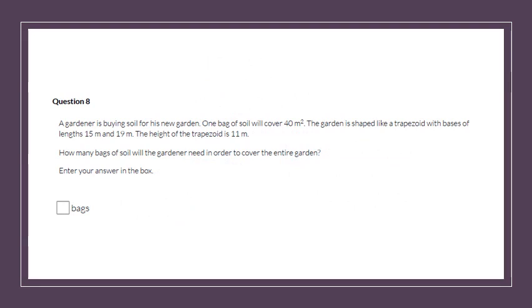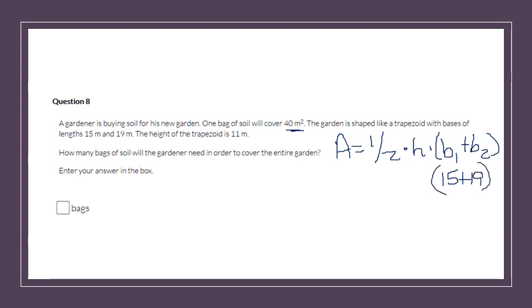Okay, number 8. A gardener is buying soil for his new garden. One bag of soil will cover 40 meters squared. The garden is shaped like a trapezoid with bases of 15 and 19 and the height of 11. How many bags of soil will they need?